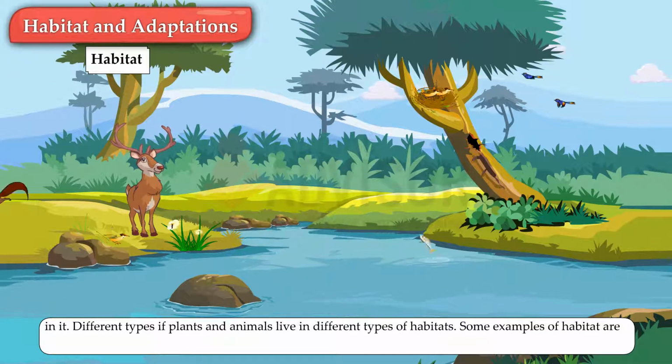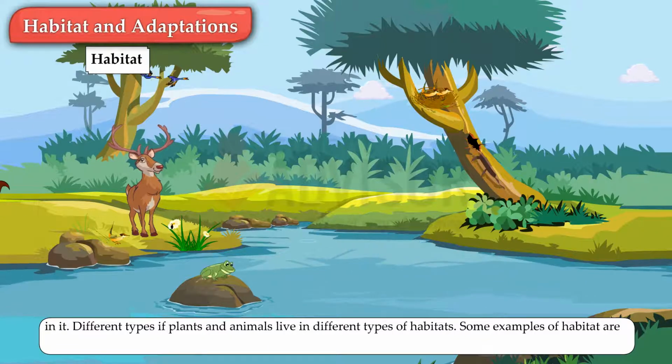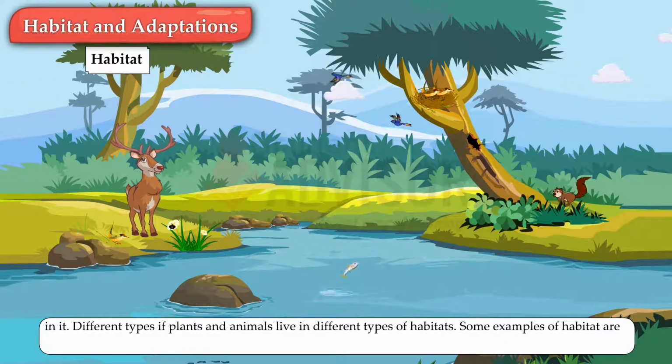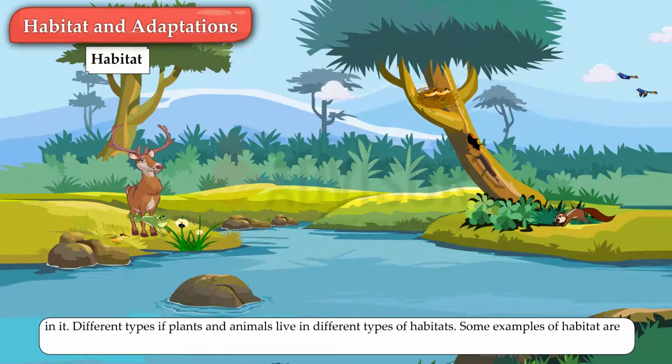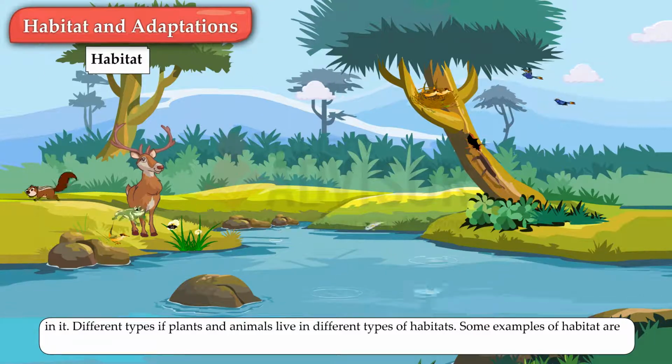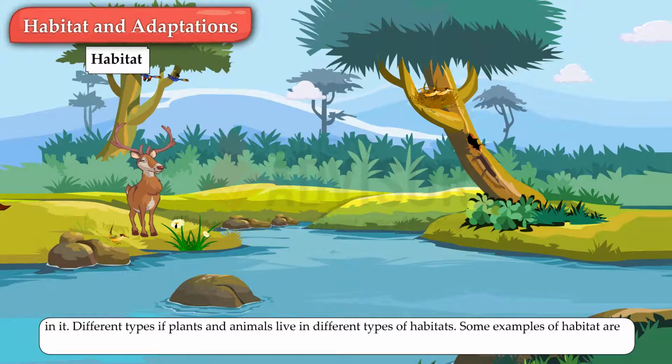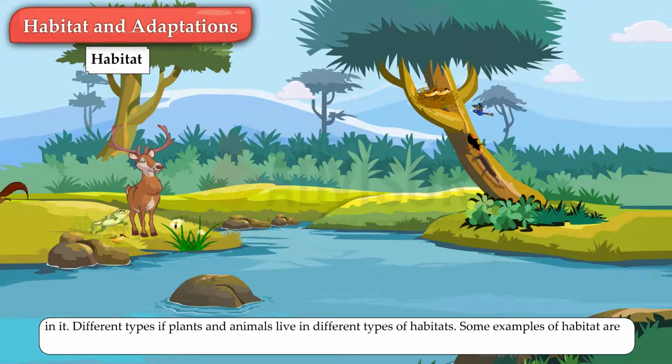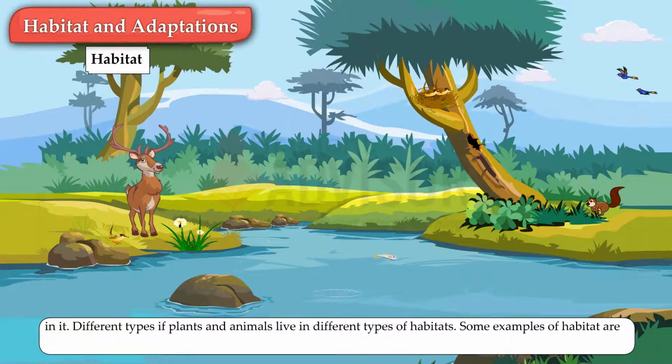Some examples of habitat are deserts, mountain region, grasslands, forests, lake, river, sea, etc. All the habitats can be divided into two main groups.